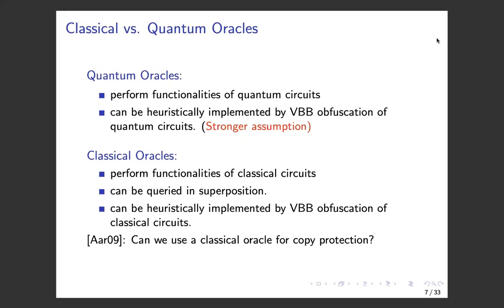Similarly, a classical oracle is a unitary that implements the functionality of a classical circuit. It can be queried in superposition by any quantum adversary, and it can be heuristically implemented by VBB obfuscation of classical circuits. Even though VBB of classical circuits is already a very strong assumption, VBB obfuscation of quantum circuits is an even stronger assumption where, to our best knowledge, there's no positive result known. Therefore, the paper by Aaronson 2009 asks whether we can obtain a classical oracle construction for copy protection.